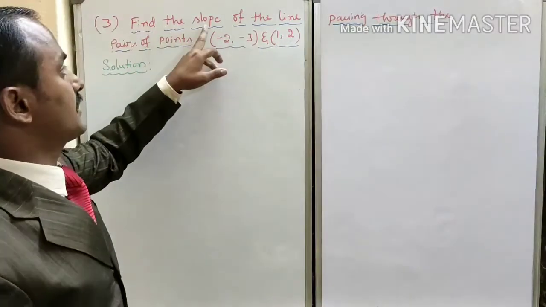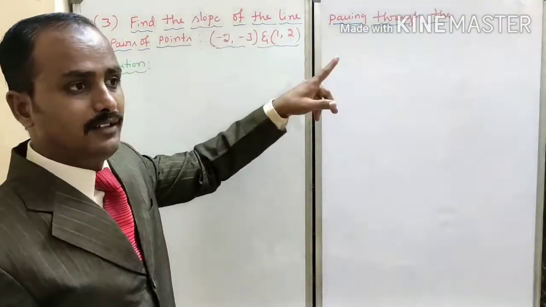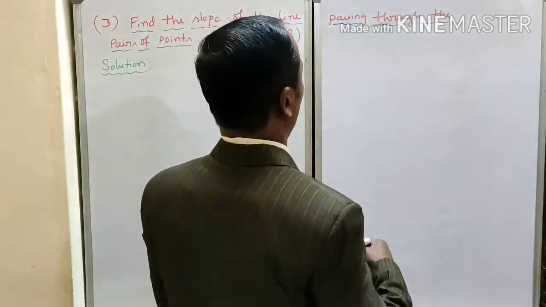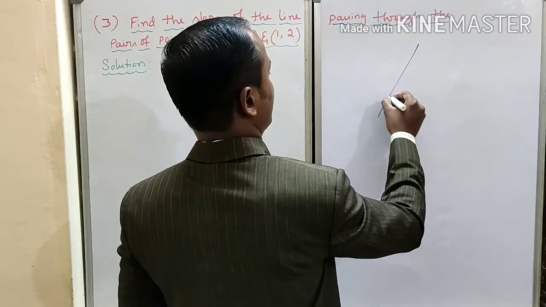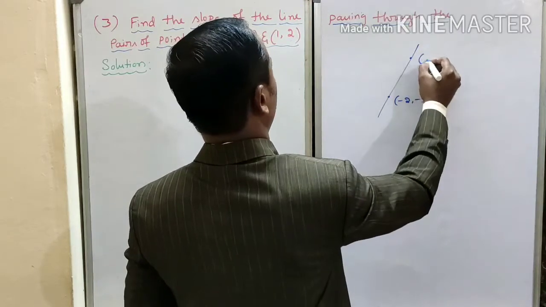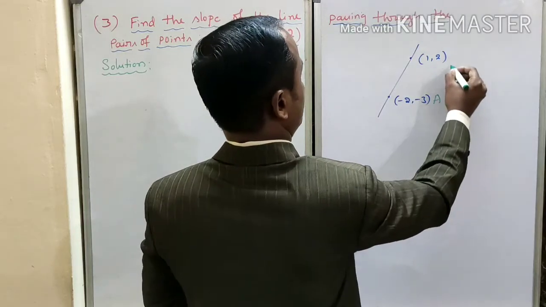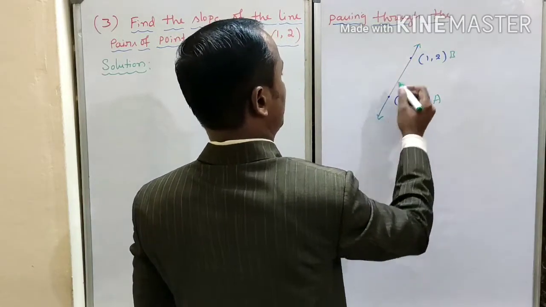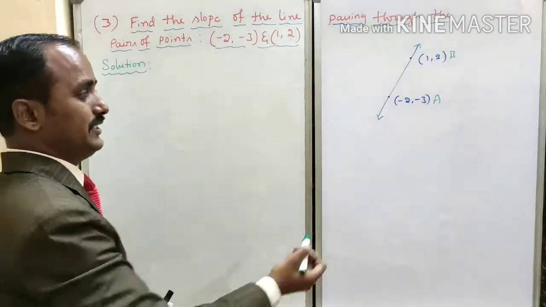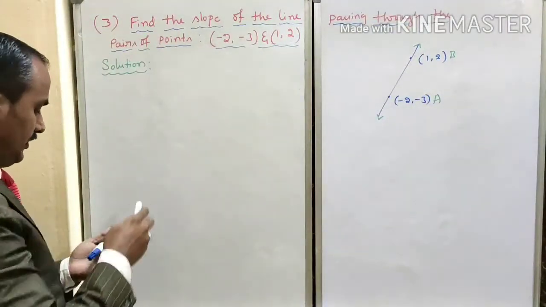But in the third main, I am finding the slope of the line passing through this pair of points. I will draw a diagram, dear children. Look here, this is a straight line passing through 2 points, that is (-2, -3) and another one (1, 2). I will give the point names: this is point A, this is point B. By using these 2 points' coordinates, I am finding the slope of this straight line. Shall I continue the solution, dear children?